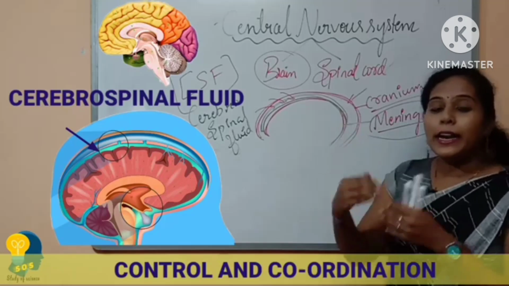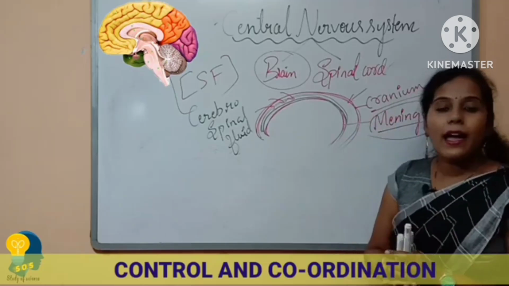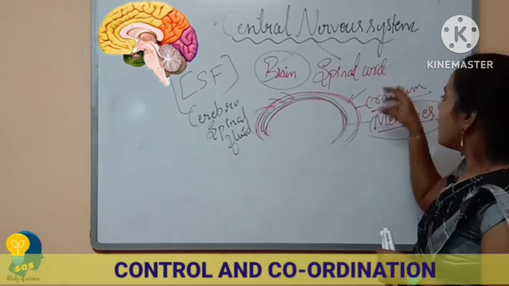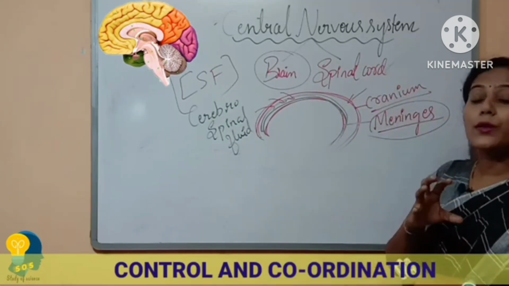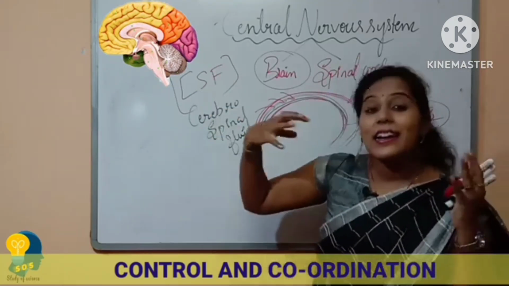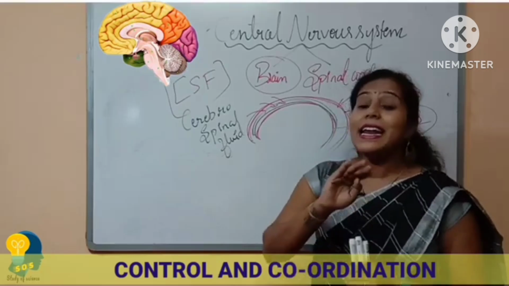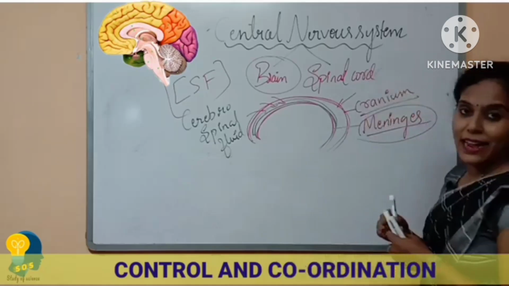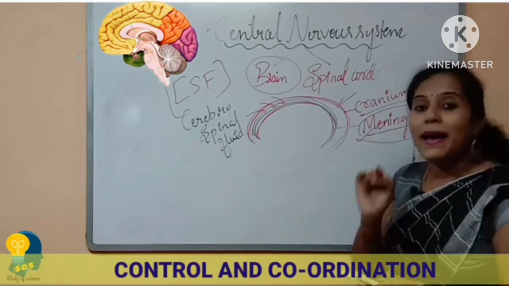Let me revise what I told you till now before getting to know more about the brain. The brain is present inside the skull, right? It has an external protection called the cranium, which protects our brain from external damage. Then the internal brain is protected by three layers, and these three layers inside the brain are called the meninges.